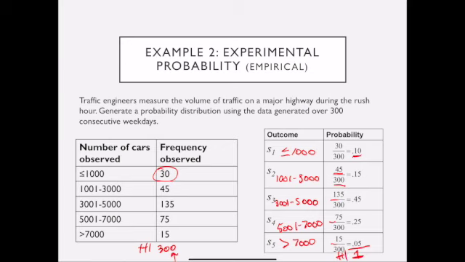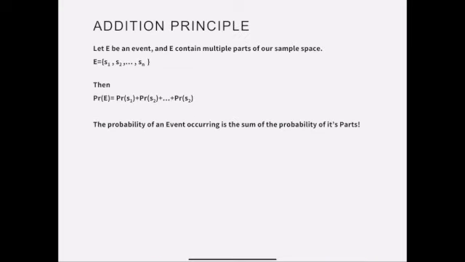Let's talk about the addition principle. So if I have E, that's an event, and it contains multiple parts of our sample space, then the probability that that event occurs is the sum of the probabilities of all of the parts of that event, the probability of each specific outcome in that event.